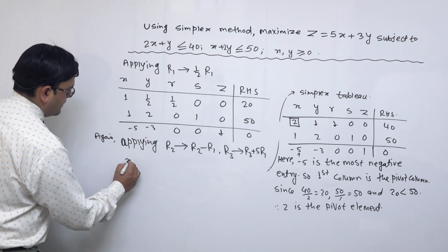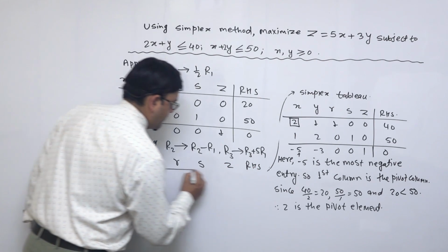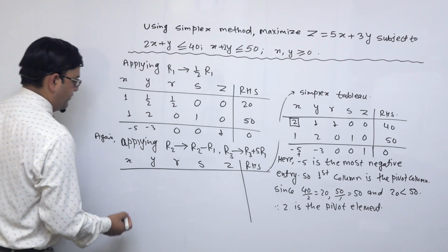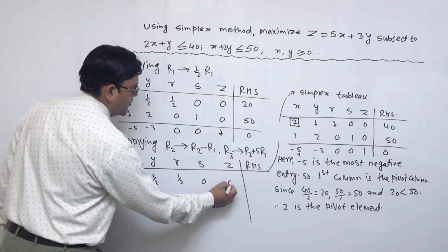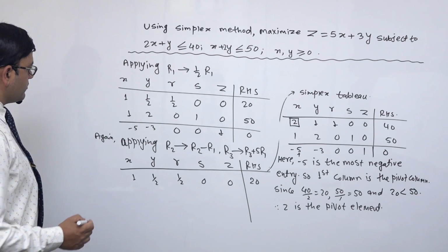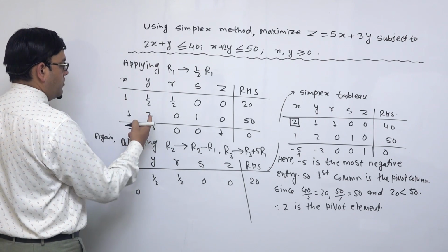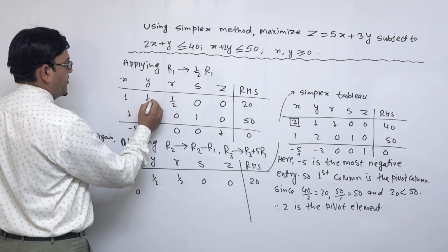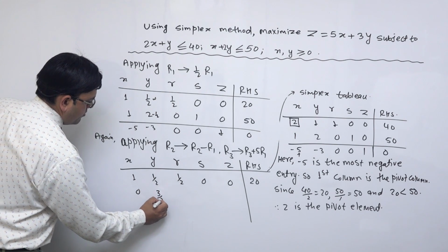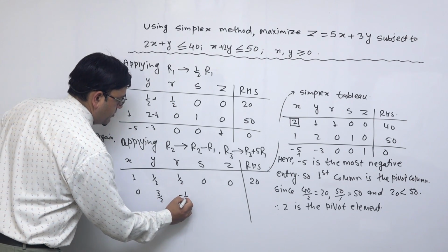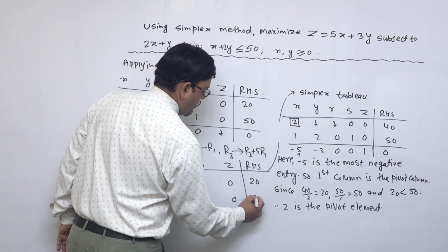Now we write X and then Y, R, S, Z and RHS. Let's see. X first we have to write as it is. No change, 1/2 1/2, and then 0 0, and this one is 20. Now here 1, this one is 0, because R2 changes into R2 minus R1. 1 minus 1 is 0, so 2 minus 1 by 2, how much is it? 2 times 2 is 4, 4 minus 1, 3 by 2. Similarly, this minus 1 by 2. Similarly, this minus this, 1 minus 0 is 1, and then 0 minus 0 is 0. 50 minus 20 is 30.